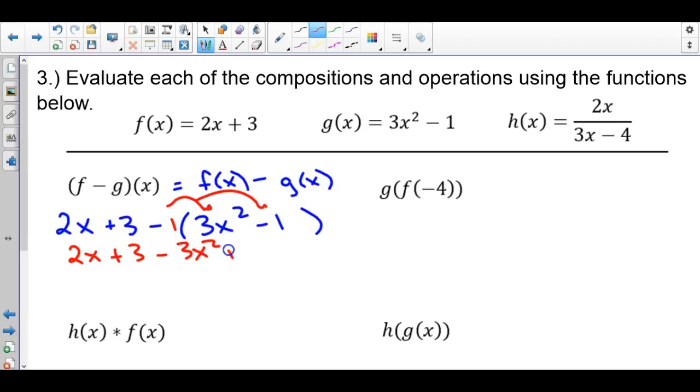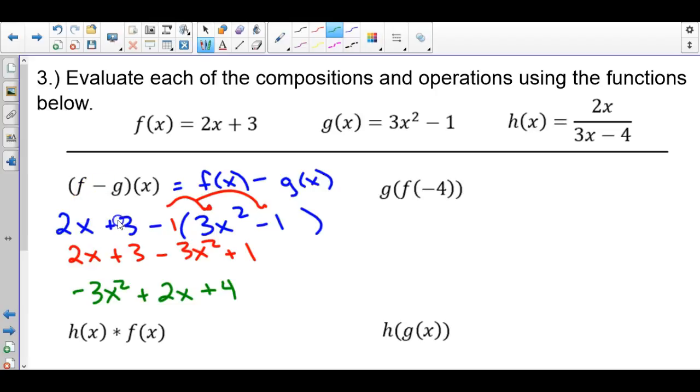Negative 1 times 1 will give me positive 1 here. And then I'm just going to combine like terms and write this in standard form, which would be negative 3x squared plus 2x plus 4. So that'd be your final answer. All we did, again, was just subtract 2 functions.